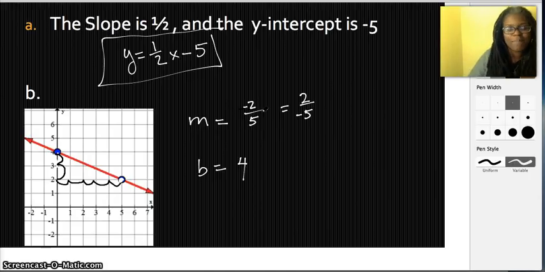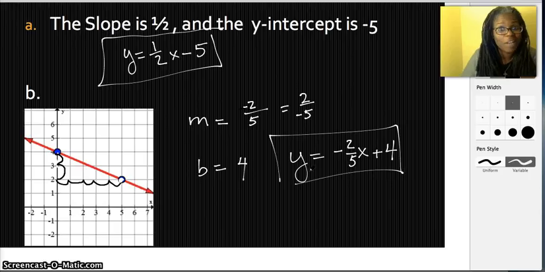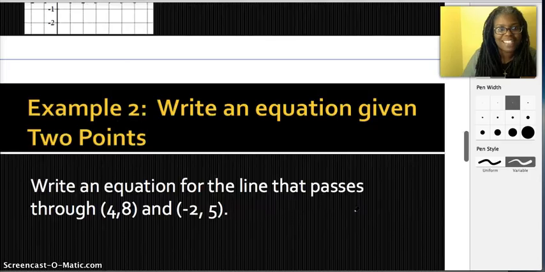All right, so with that in mind, what we're going to do is just write this equation down. For this graph, we know that y equals mx plus b, with m being negative 2/5, and b in this case being positive 4. And I've got my answer. Not too bad, right? Pretty simple. Let's take a look at our next example.